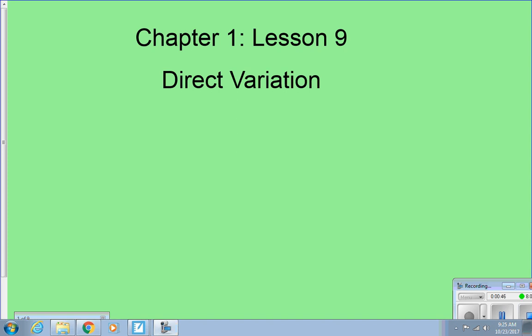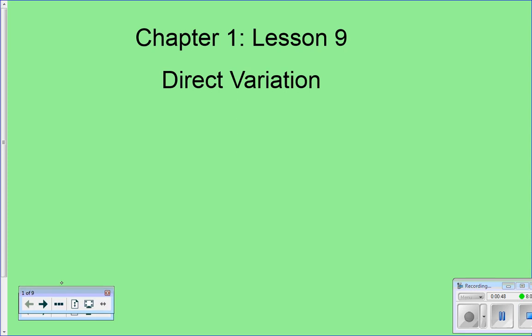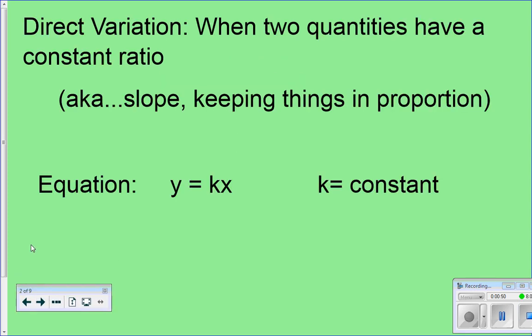All right? So here is your first vocabulary word, and it's right here. Direct variation. When two quantities have a constant ratio. Now, if you ask me, this vocabulary word is like every other vocabulary word we've had this chapter. It talks about two quantities, constant, being in a ratio. So it's very similar to everything we've done.